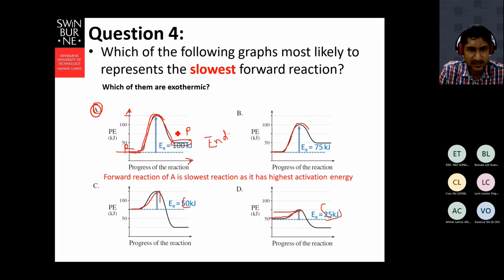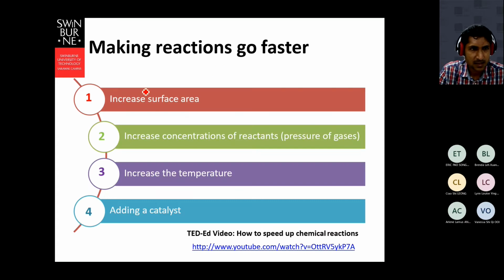But for this, the product is lower than the reactant. So this is exothermic. That means they are producing heat. They are giving us more heat, they are releasing heat. So these two are the exothermic.